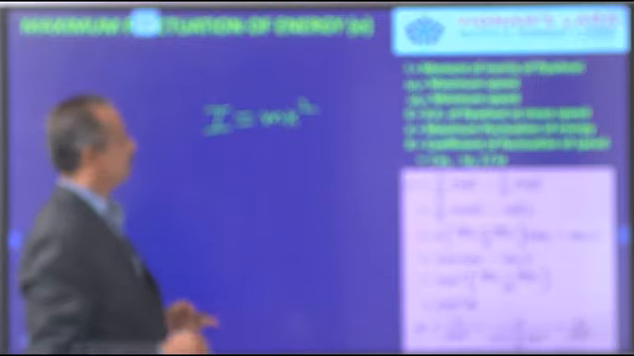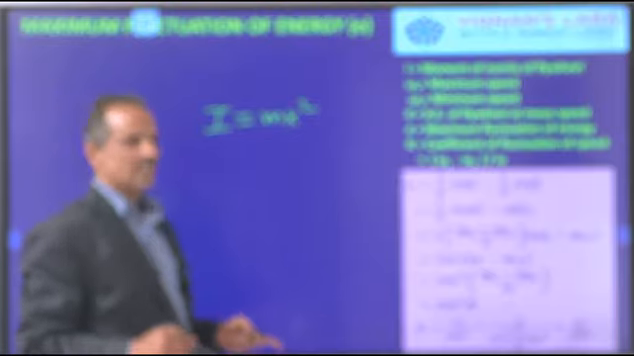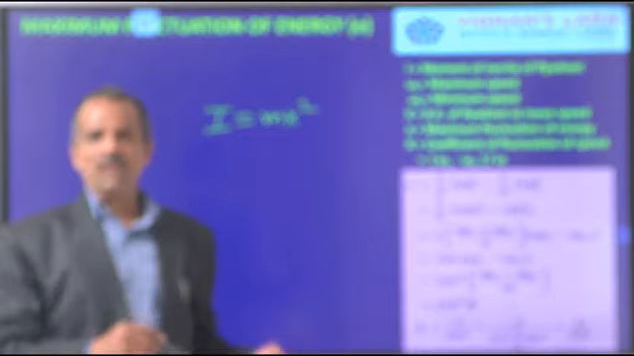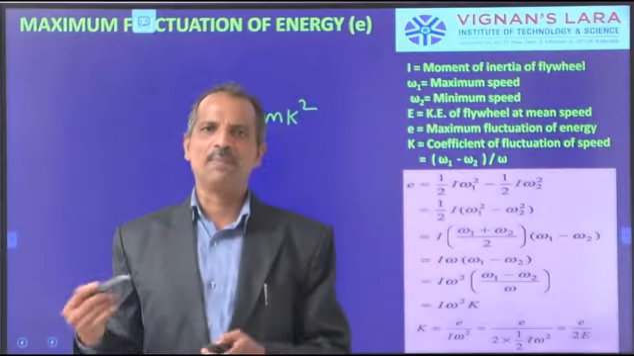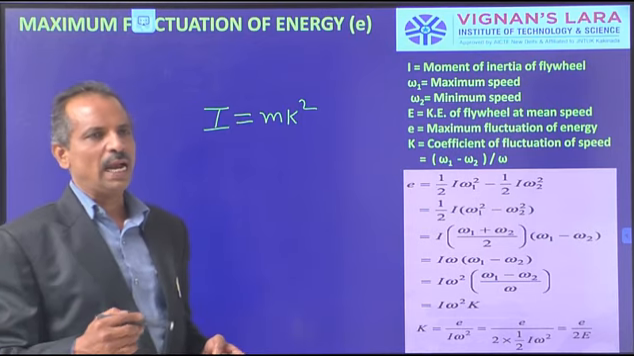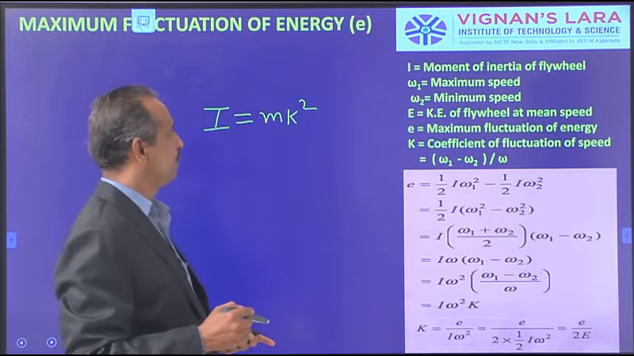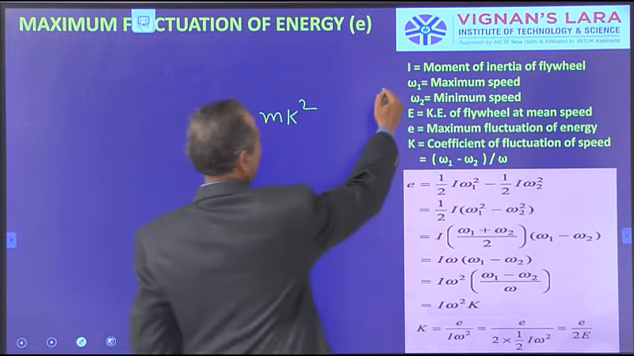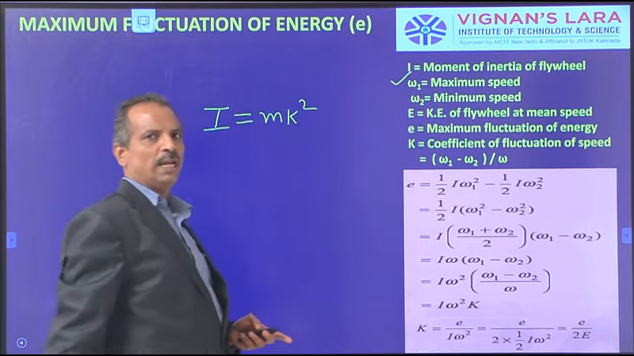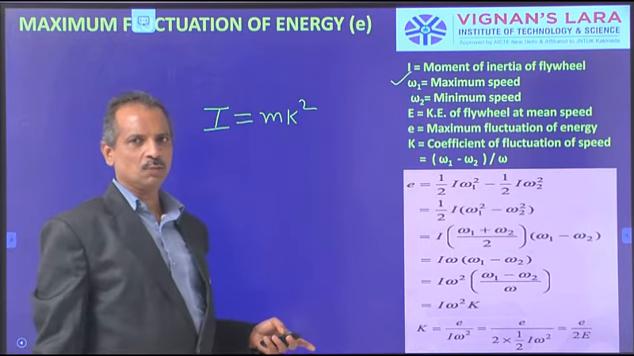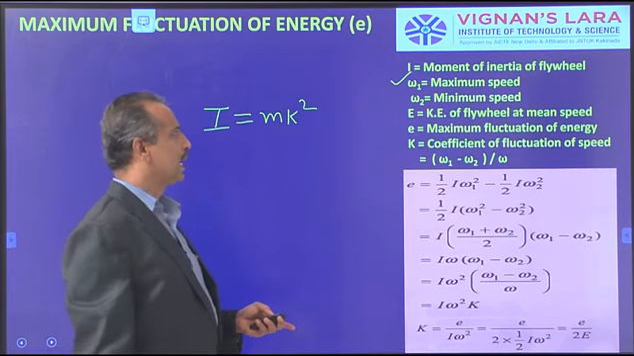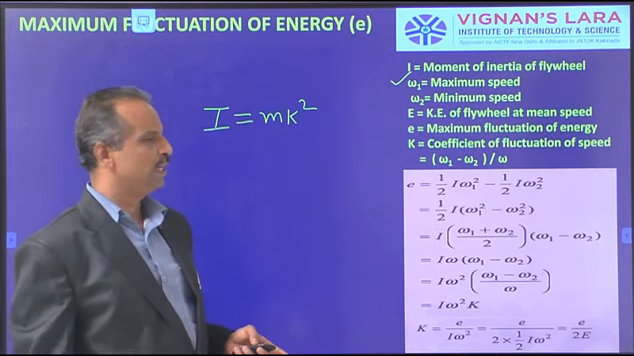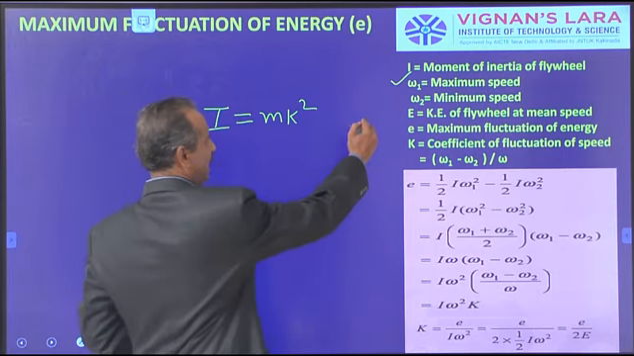Then, as I said just now, at one instant it runs at a low speed, and at another instant it runs at a maximum speed. So I define the maximum and minimum speeds as omega 1 and omega 2. Omega 1 is the maximum speed, omega 2 is the minimum speed. Then what is the kinetic energy of the flywheel at mean speed? I define it as capital E.